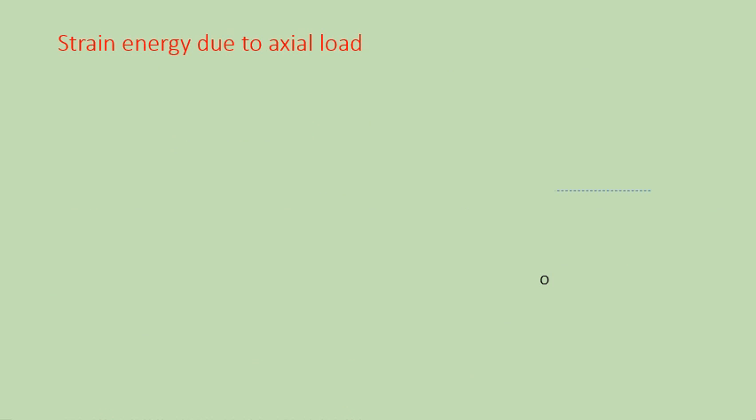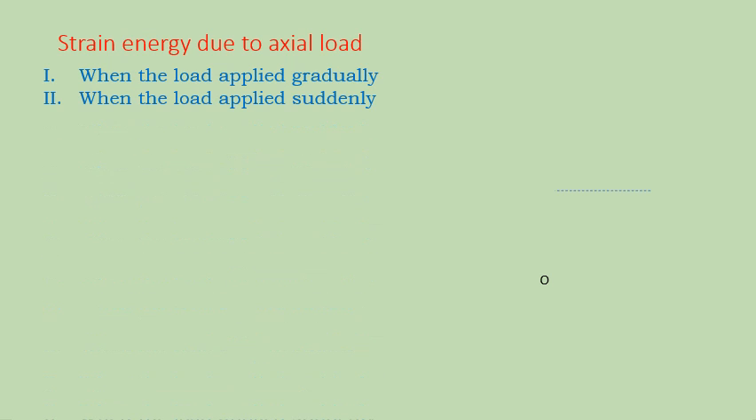So next we have a small derivation on the strain energy due to the axial load. So in this, the strain energy due to axial load, we are going to consider the two cases. So first one, when the load applied gradually. Second one, when the load applied suddenly. So what happens if we apply the load gradually on the strain energy, and if we apply the sudden load, so what happens to the strain energy? So let us see one by one.